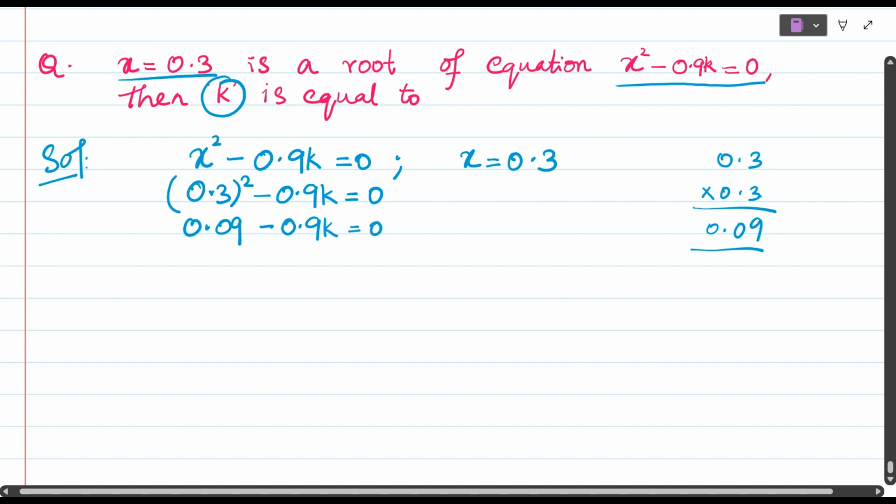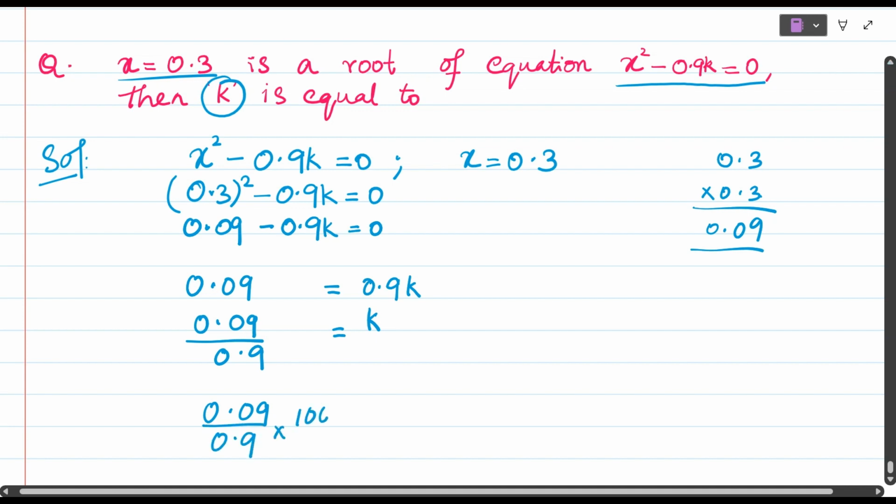Now transpose, students: 0.09 will be equal to plus 0.9k, and 0.09 divided by 0.9 will be equal to k. Now how to solve this, students? Check the decimal places. In the numerator we have 2 decimal places. So multiply both numerator and denominator by 100. Clear? In order to solve easily, I am explaining like this. Now 0.09 into 100 gives 9 and 0.9 into 100 gives 90.